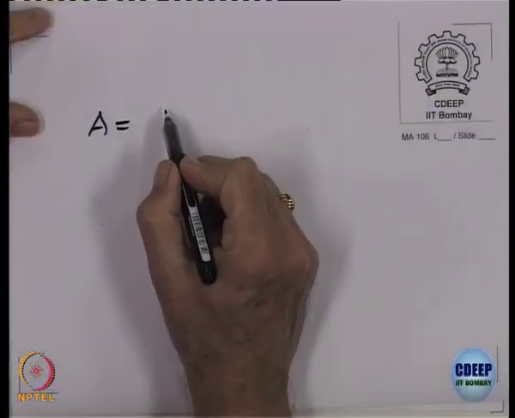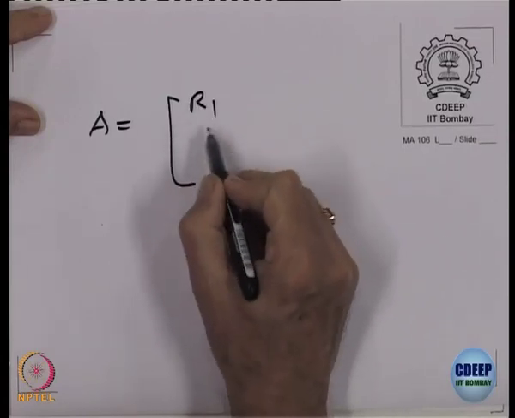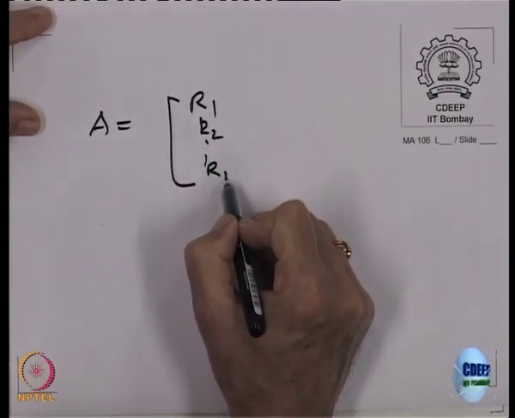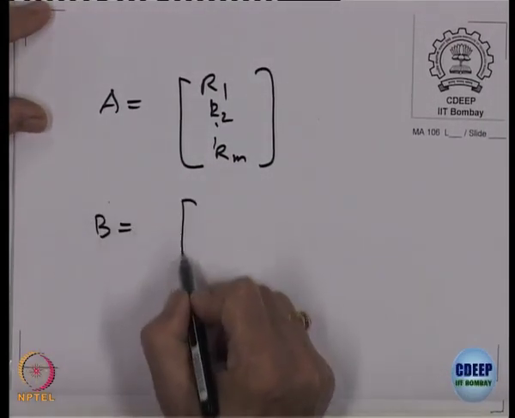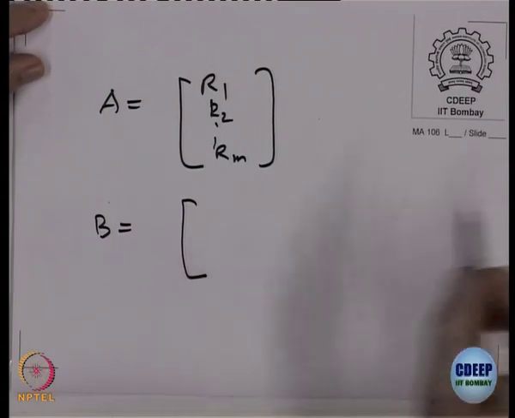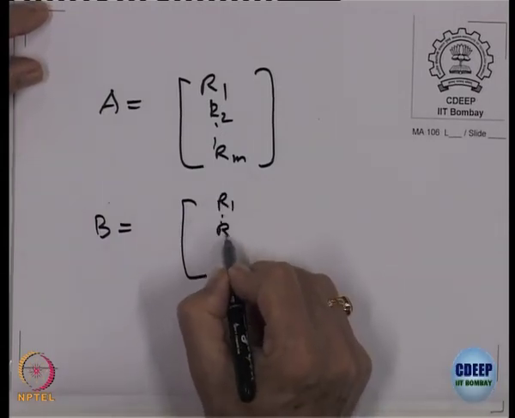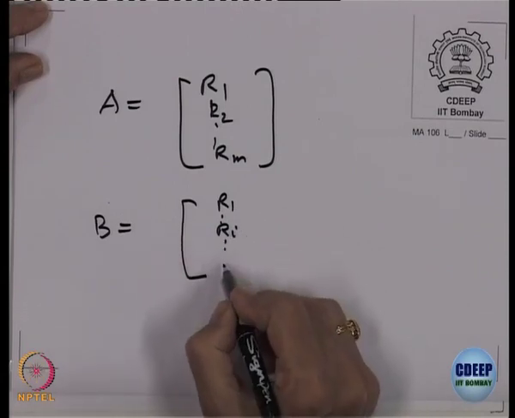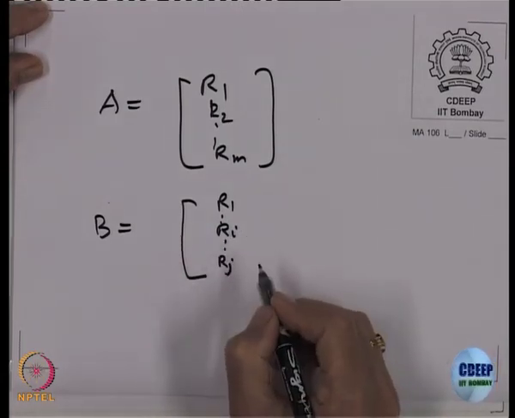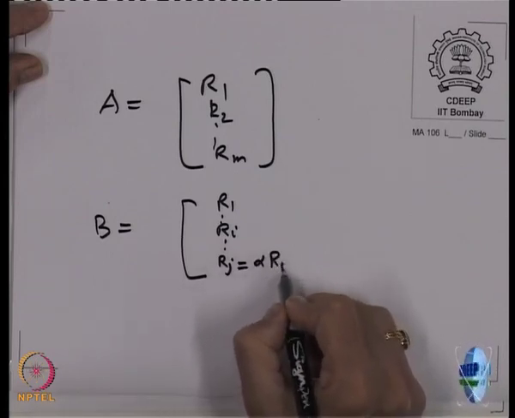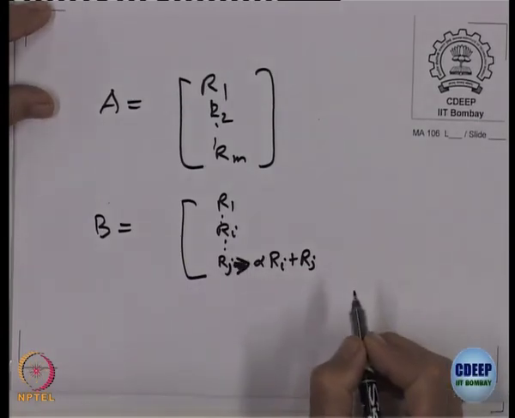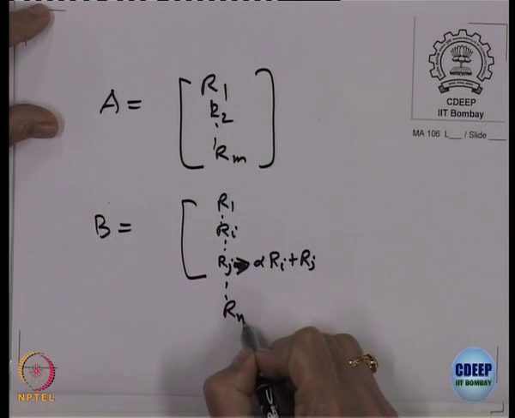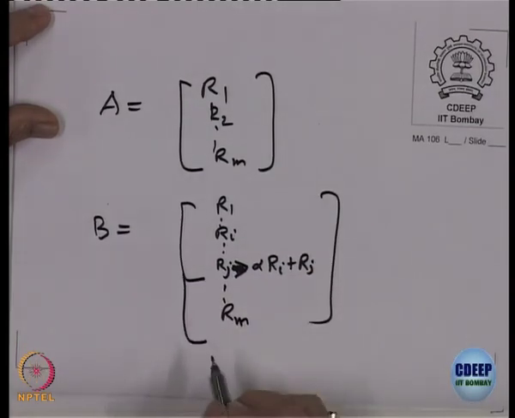Is it clear? Let us say A is equal to R1, R2 up to Rm. Now, what is B? I have replaced the jth row, so R1 up to Ri is the same. In Rj what has happened? This Rj is replaced by alpha Ri plus Rj. So, this has gone to this row, and the remaining is up to Rm. This is the new matrix B.